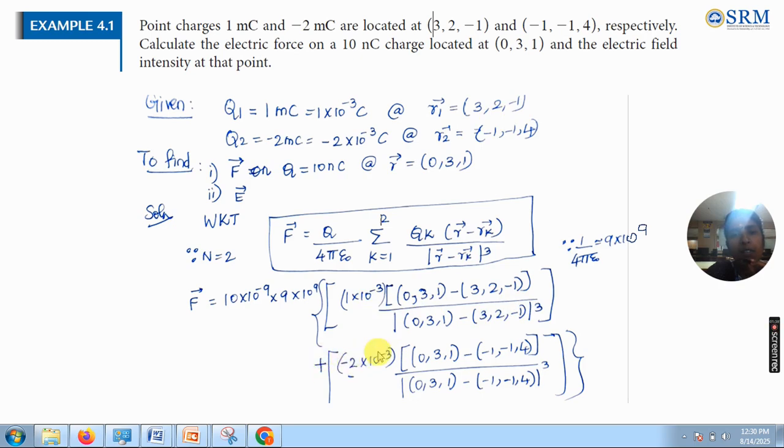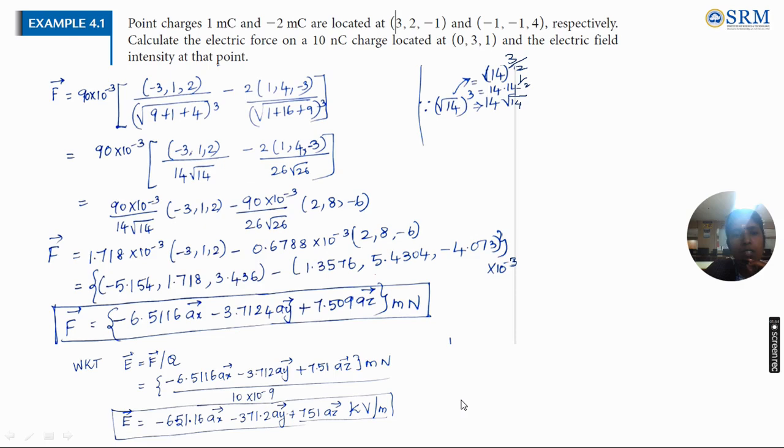Plus I am going to write the second charge, that is minus 2 into 10 power minus 3 coulomb into R minus R2. R value is this, minus R2 is minus (-1, 4), and I have to divide it by the same vector's magnitude cubed. Now let us do the simplification.